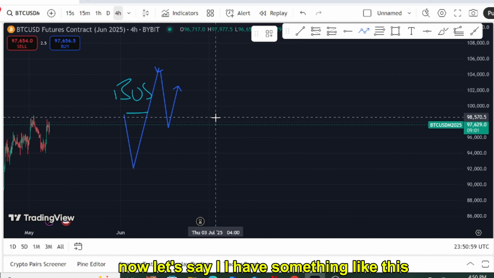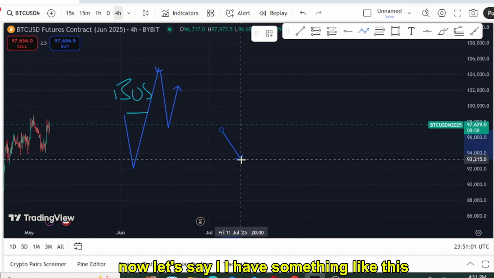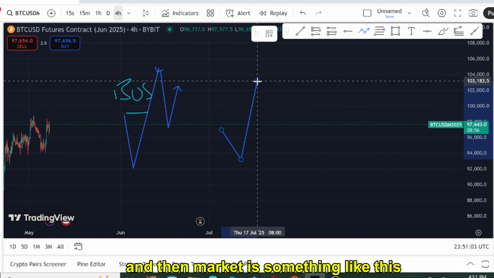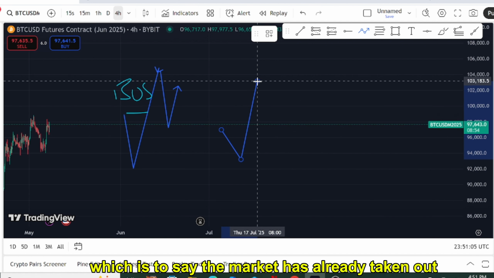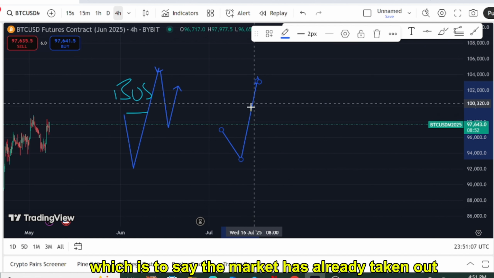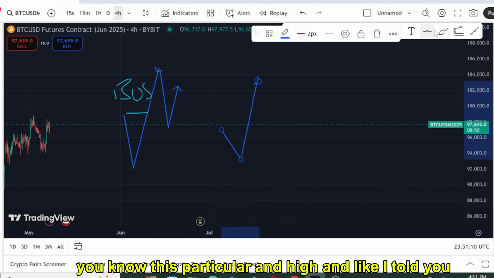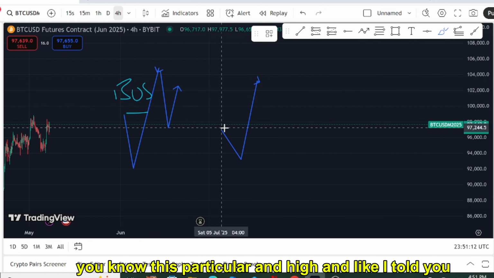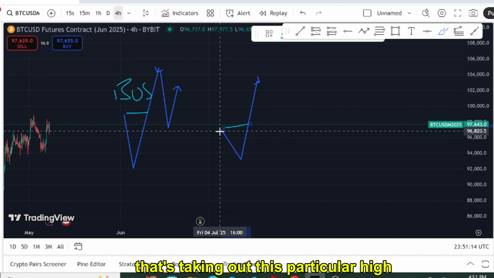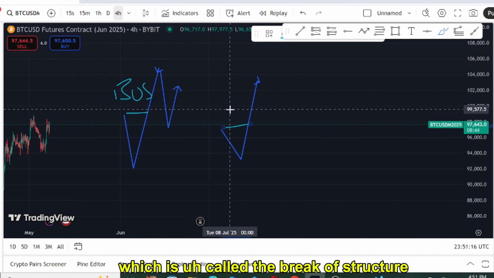Now let's say I have something like this, and then the market is something like this. So this is a swing structure, which is to say the market has already taken out this particular high, and like I told you, taking out this particular high is called the break of structure.